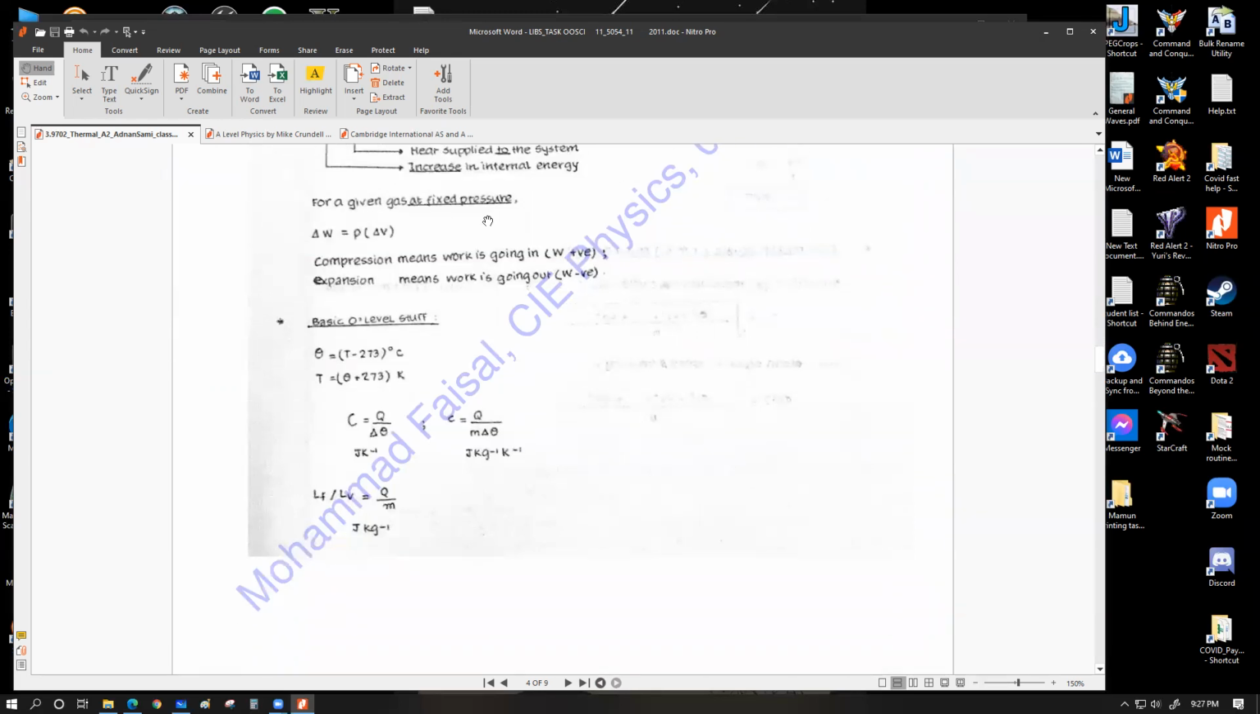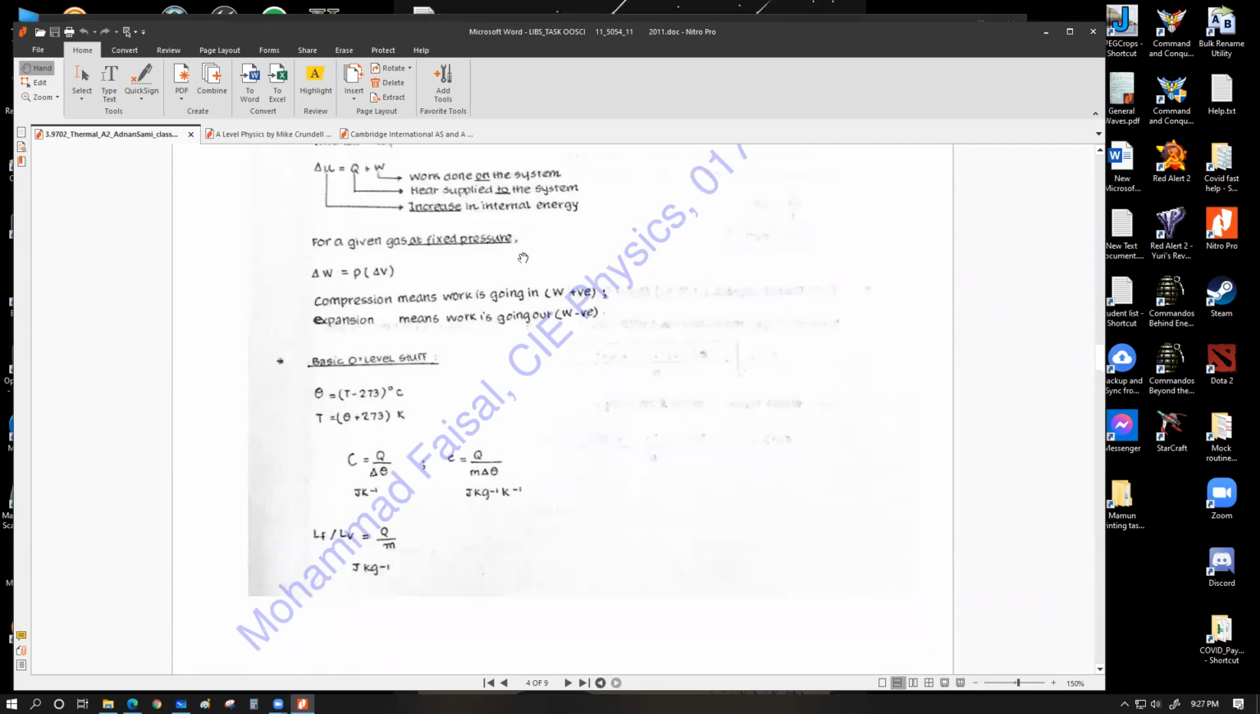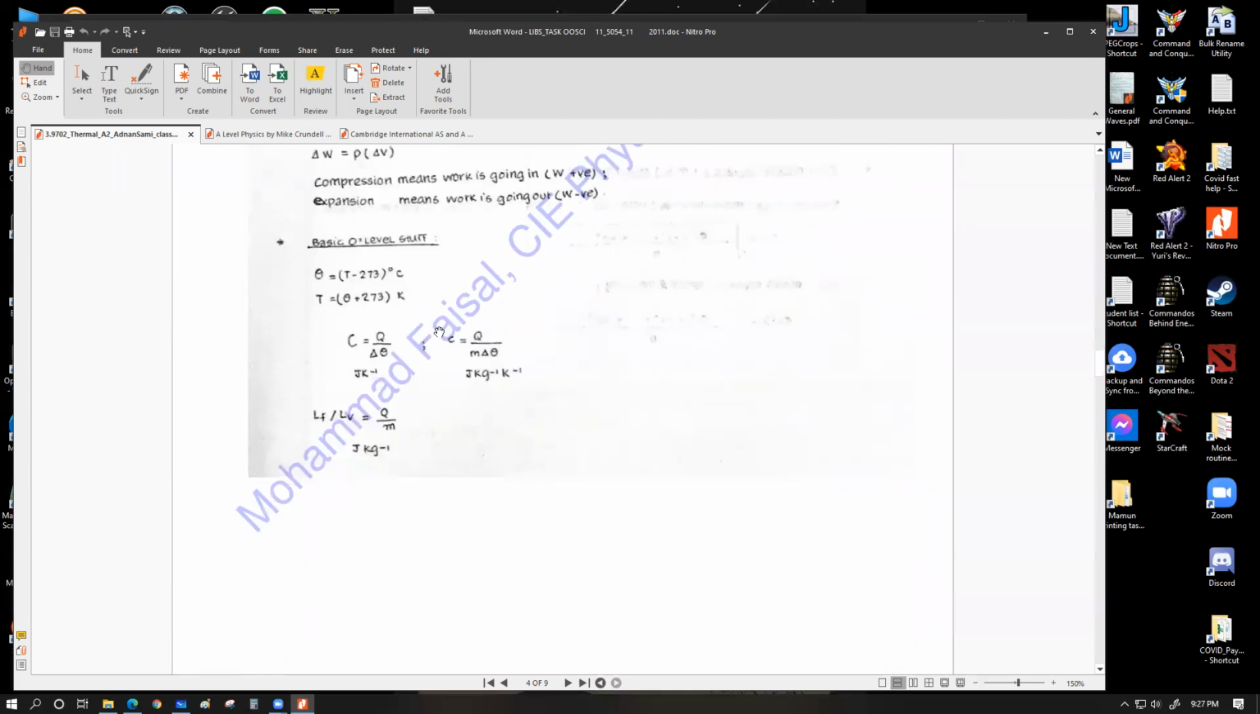For a given gas at fixed pressure, delta W is given by pressure into delta V. Compression means work is going in, so W would be positive. Expansion means work is going out, so W would be negative. Basic level stuff, we just discussed this.